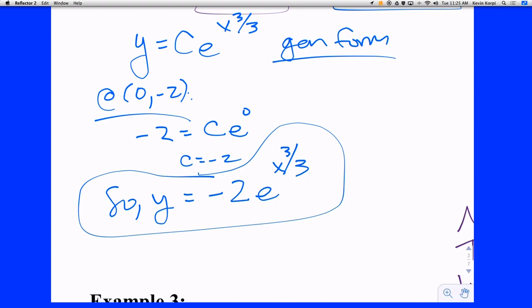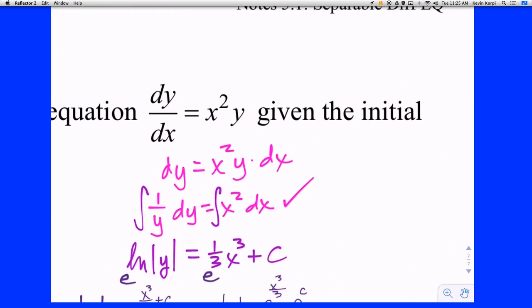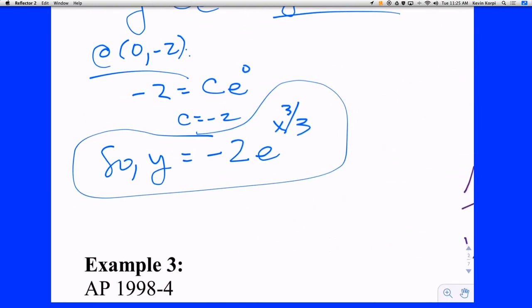So once again, we started with a differential equation that was not a function of x exclusively. It was a function of both x and y. But we were able to separate the variables, and we were able to solve it as a function of y in terms of x. Pretty nice, pretty nifty.